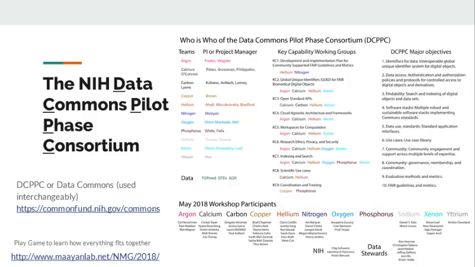So in general, the DCPPC is the NIH Data Commons Pilot Phase Consortium. This is an initiative that we're a part of, and there's the website, Common Funds. It's often called Data Commons or DCPPC. They're used pretty much interchangeably. I would say, if you're at a conference and you ask for DCPPC and they look at you like you have two heads, say, I mean Data Commons, and then they'll know what you're talking about.